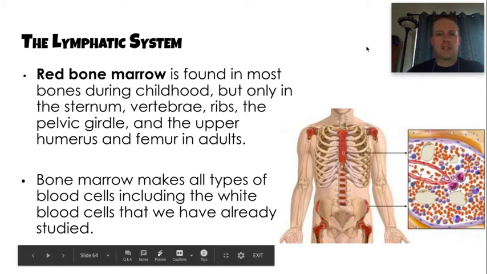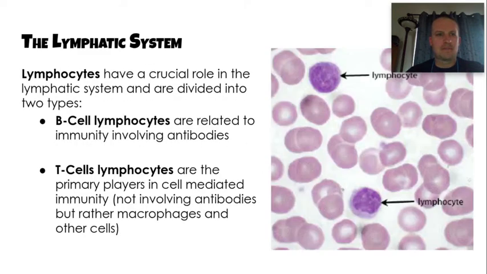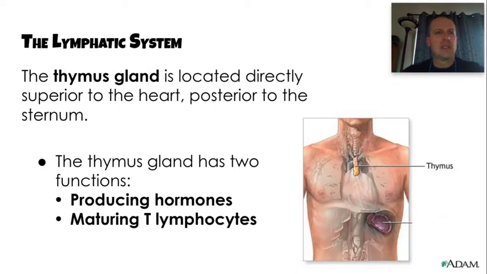So bone marrow makes all kinds of blood cells, red blood cells, white blood cells, but it's also involved in the lymphatic system. It produces lymphocytes. And you've learned all about lymphocytes already, so this is a quick one. B cell lymphocytes are related to immunity with antibodies. T cell lymphocytes are all about cell mediated immunity, using macrophages and other cells. So you've seen this, you know the immune response already.